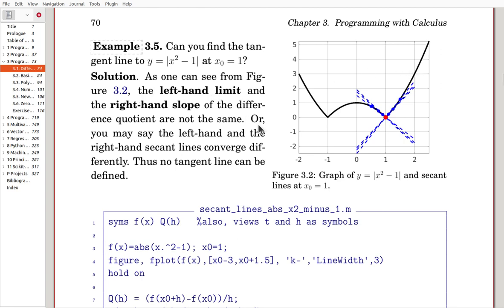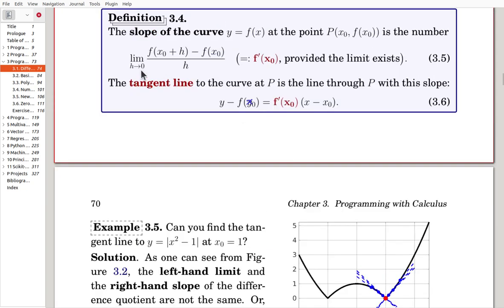So here, once you try to get the slope, you have to check the limit. Now, h approaches 0. That means that h can approach 0 from the right side or from the left-hand side. So h can be positive, h can be negative, so that x0 plus h is on the right side of x0, and it can be on the left side of x0. So the limit must be obtained from both sides.